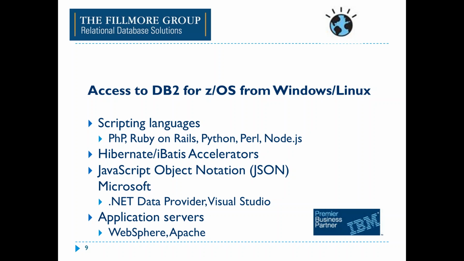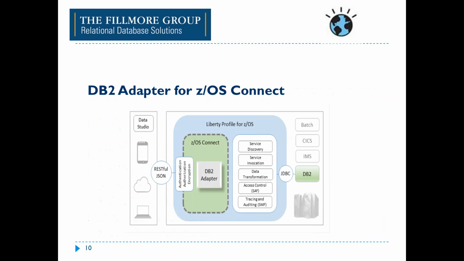I could use the JSON that I just talked about for Microsoft, the .NET data provider that is embedded in Visual Studio, or application servers like WebSphere that allow me to connect to the data via browser on the client side through the WebSphere Application Server mid-tier, and then accessing the host using one of the connectivity options that I've just described. Now that's all well and good, and people have been doing this for years. The problem, oh, and this is a graphic of the DB2 adapter for z/OS Connect. So the RESTful JSON would come in through the left, it would go through the DB2 adapter, and then it would use JDBC to access DB2 on the back end.